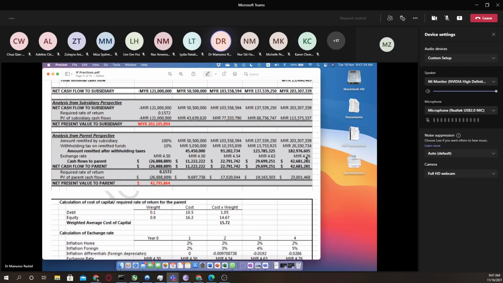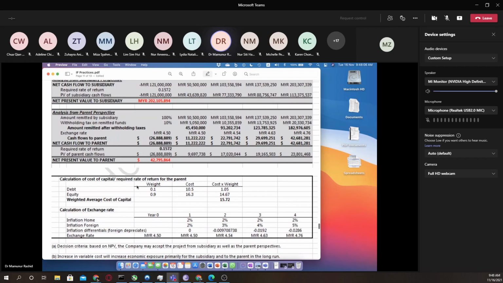After adjusting for the exchange rate, you can see the figures are given here in US dollar. This is 26,888, 11,222, 22,791, 29,699, and 42,681. The next thing is similar to our subsidiary: considering the required rate of return of 15.72% and calculating the present value, cash flow divided by 1 plus k to the power 0, 1, 2, 3, and 4. We have the present value as 42,795,864 in US dollar. First one is in Malaysian ringgit, the second one in US dollar.